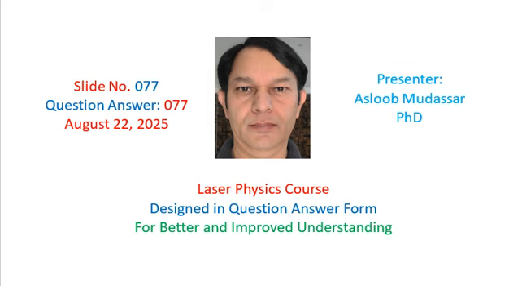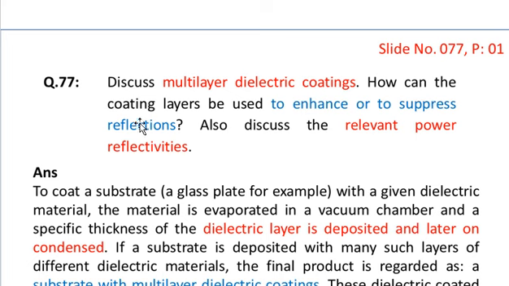Question is, discuss multi-layer dielectric coatings. How can the coating layers be used to enhance or to suppress the reflections? Also discuss the relevant power reflectivities.